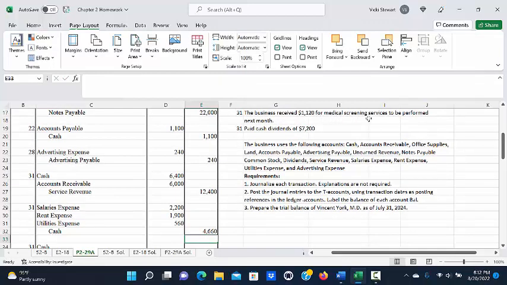Next, the business received $1,120 for medical screening services to be performed next month. So someone has paid money in advance. And if you remember, we talked about this in the previous problem.